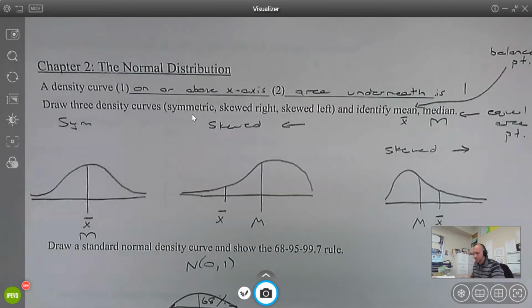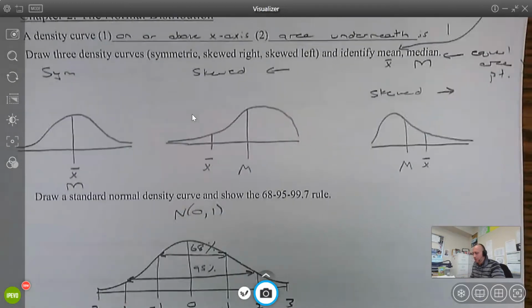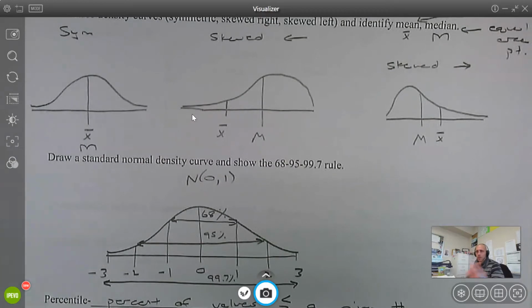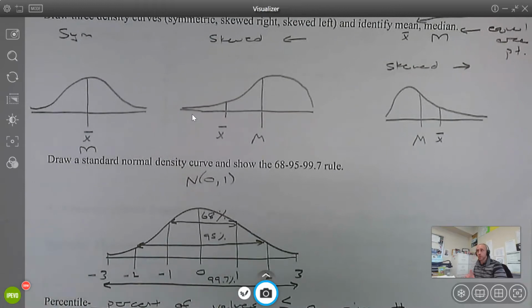We talked about the 68, 95, 99.7 rule for normal distribution. That's not something we really used much because we did normal CDF to get the area under the curve. Percentile is the percent of the values that are less than or equal to a given number. So if you score an 80 on a test, what percent of the class had a score of less than or equal to 80? If it's let's say 60%, then you're at the 60th percentile.